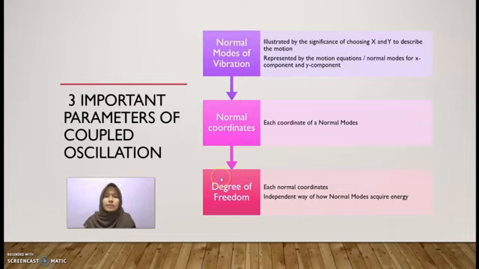The third one is degree of freedom. Degrees of freedom are the independent ways in which normal modes acquire energy, and the number of degrees of freedom will be the same as the number of normal coordinates.